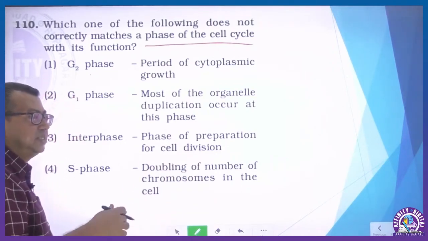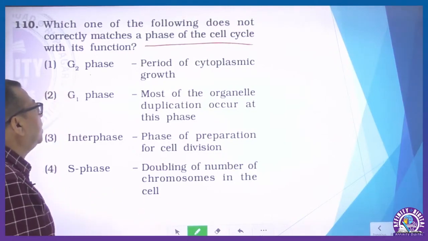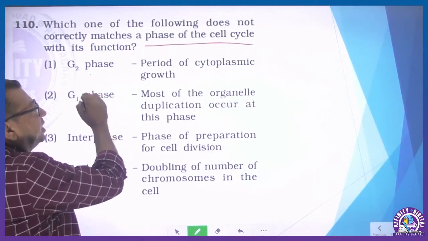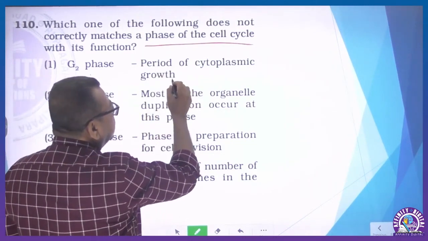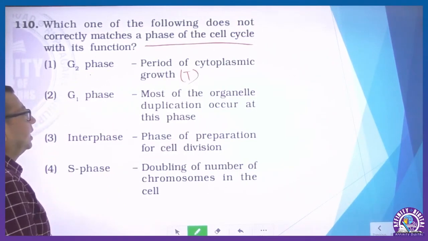That M phase is generally called mitotic phase, or if it is meiosis, it is called meiotic phase. ठीक है, G2 phase of interphase में क्या होता है? Period of cytoplasm होगा. Correct या wrong? Correct. G1 phase correctly matched.